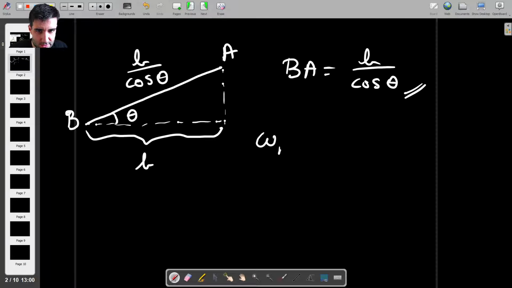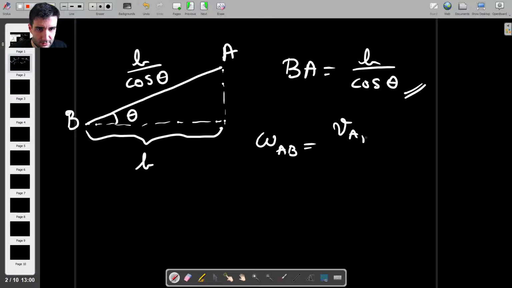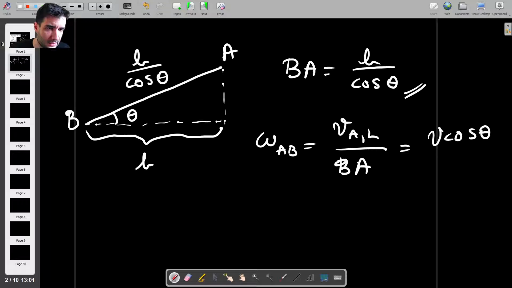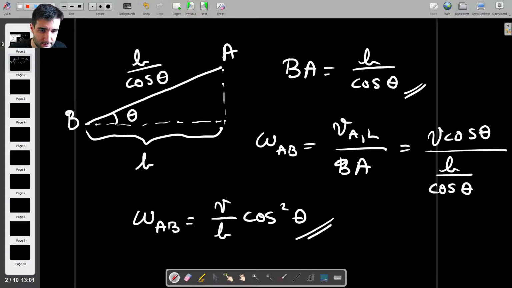So the angular velocity is going to be the velocity of A along the length over BA, and BA is sort of like the radius here. So the velocity is V cos theta over, and BA is B divided by cos theta. So the angular velocity of AB is V over B cosine squared of theta.